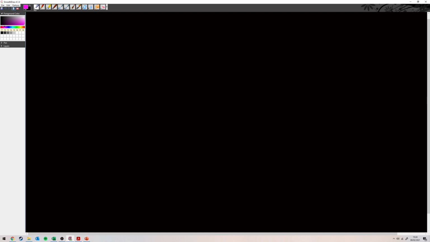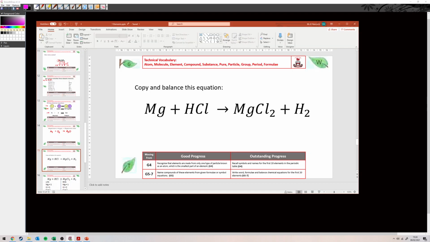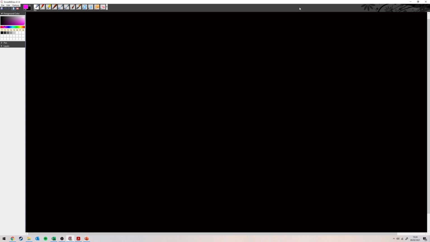Hopefully you've paused it and you've had a go. So we're doing magnesium plus hydrogen chloride. Right, this is the equation we've got. Magnesium plus HCl. That will make MgCl2 plus H2. So again, split it down the middle, like that.